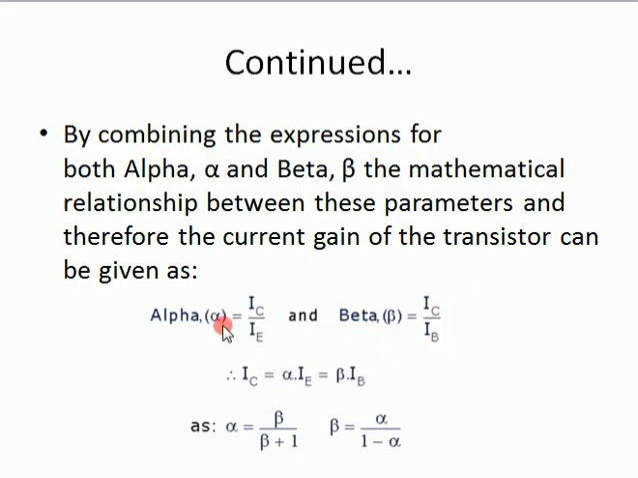So from here we can calculate the value of IC. IC is equal to alpha IE, and from the other relation you can also calculate IC is equal to beta IB. That's why we write IC is equal to alpha IE, that is equal to beta IB. So from here you can find out the value of alpha as well as the value of beta. Alpha is equal to beta over beta plus 1, and beta is equal to alpha over 1 minus alpha. You can simply calculate it from this equation.